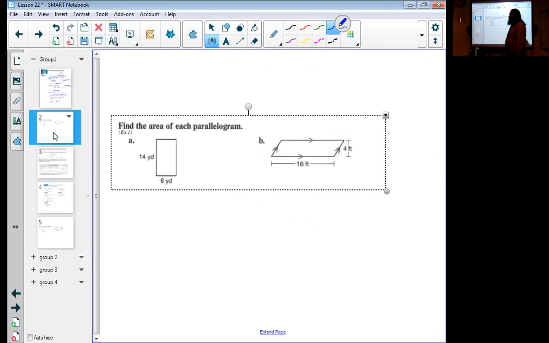All right, so the question that we are going to be answering with this part is: find the area of each parallelogram. So here, we start off with a rectangle. The rectangle is 14 yards by 8 yards. And then over here we have a parallelogram like this, where we have 16 feet and a height of 4 feet.